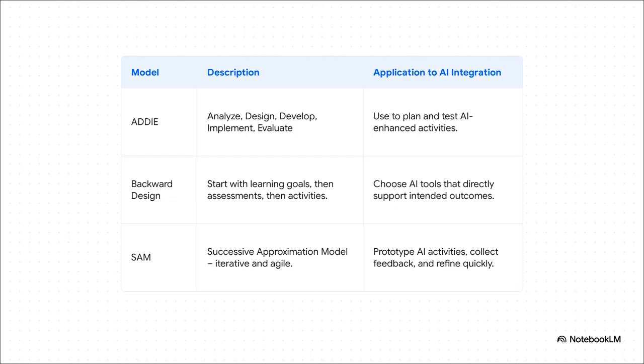What's really cool here is that there's no single right way to do this. These are all established models that can help us. Think of ADDIE as the classic super thorough approach. It's great for big projects. Then you've got backward design, which honestly is a personal favorite. You start with the end goal in mind and work backward. This is fantastic for making sure your AI tool is serving a very specific purpose. And then there's SAM, which is more agile and iterative. It's perfect for experimenting. You can try out an AI activity, get quick feedback, and tweak it on the fly. Each one gives you a solid structure to work from.